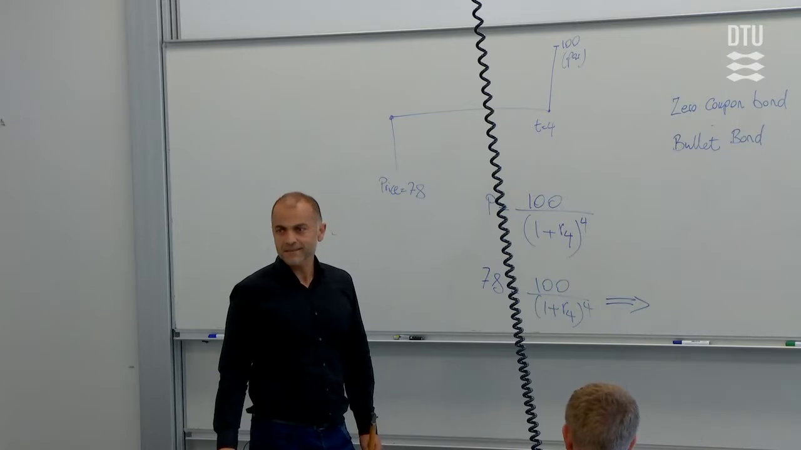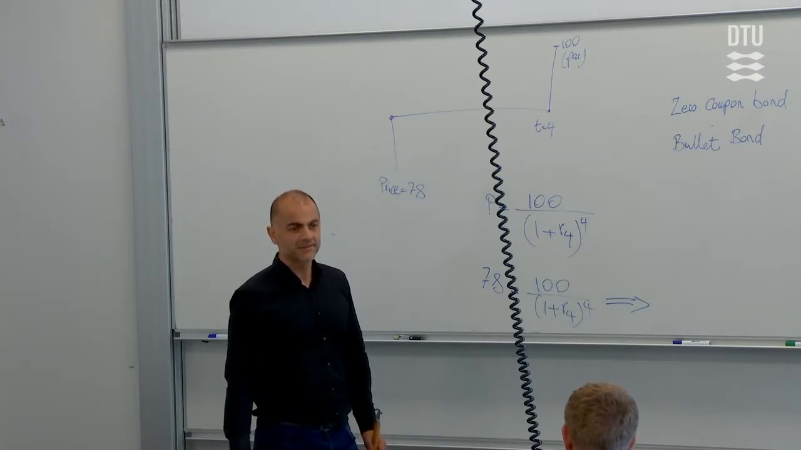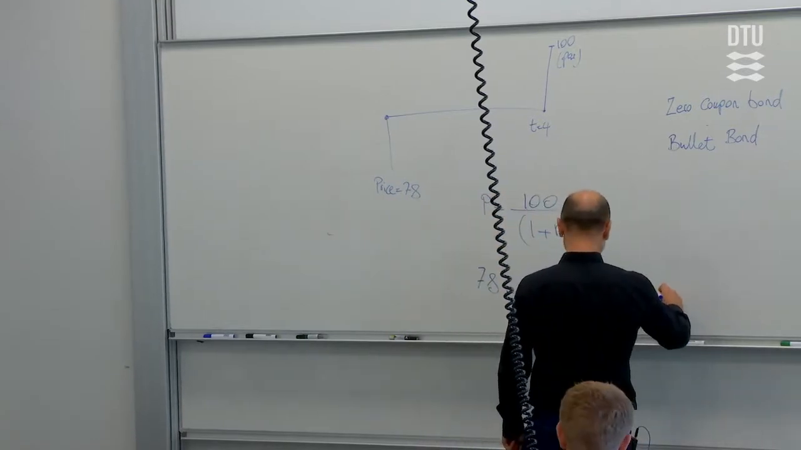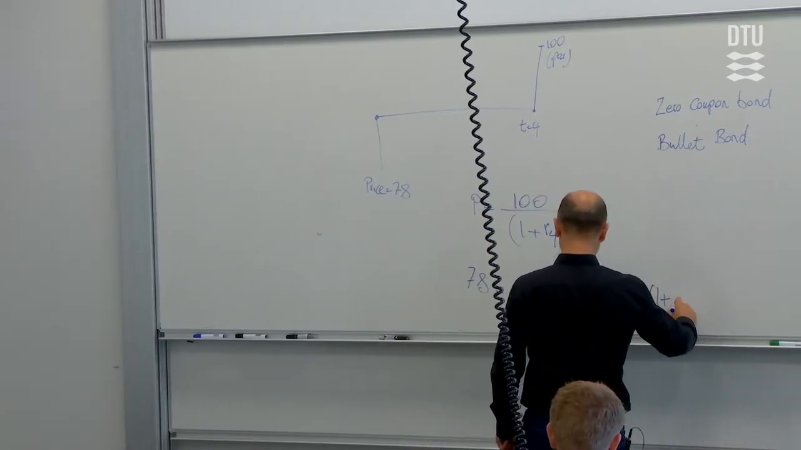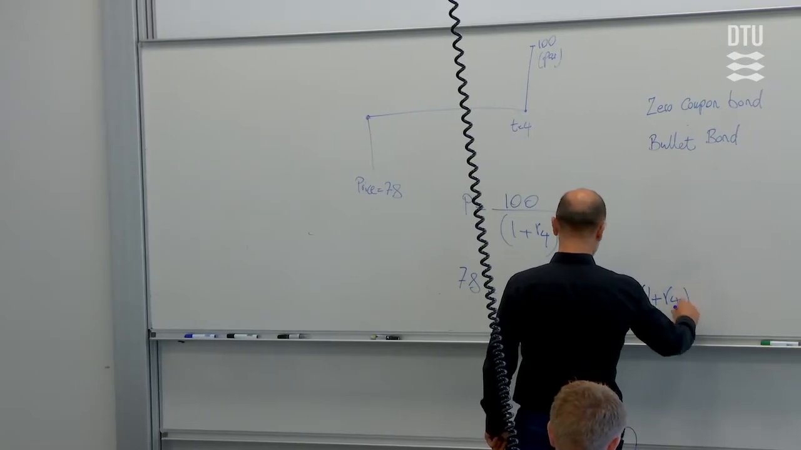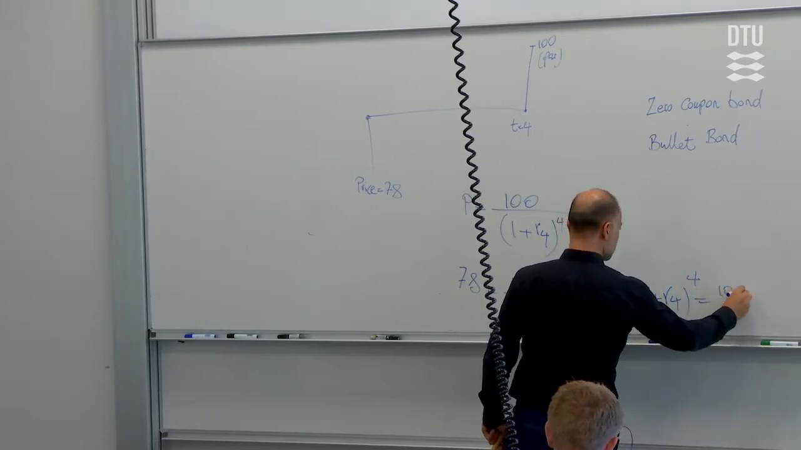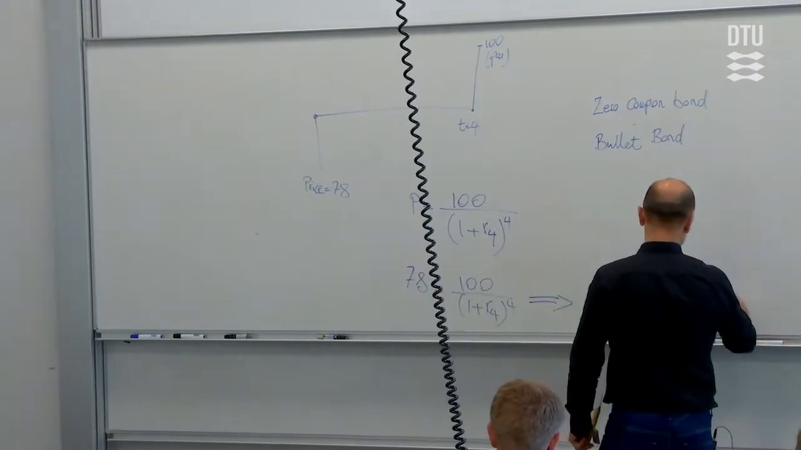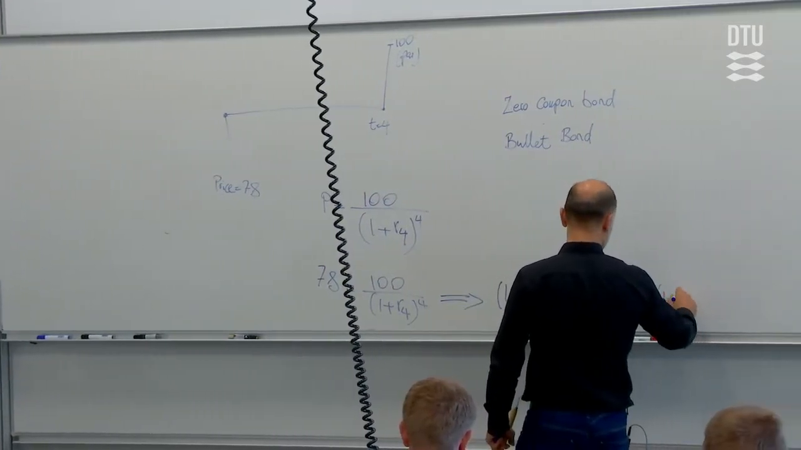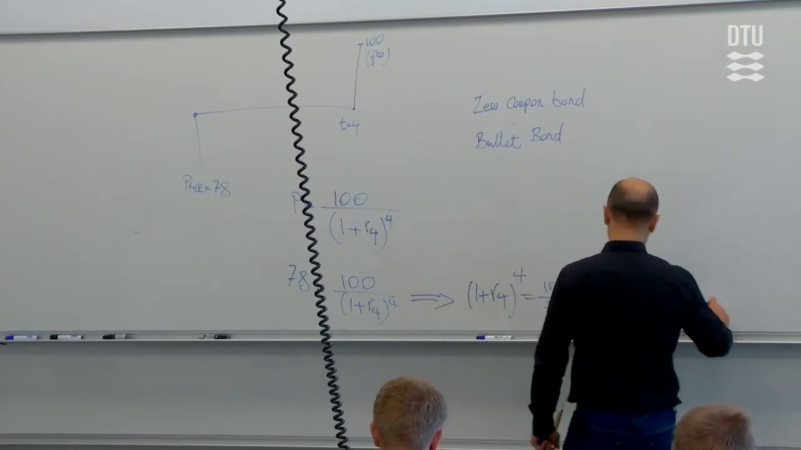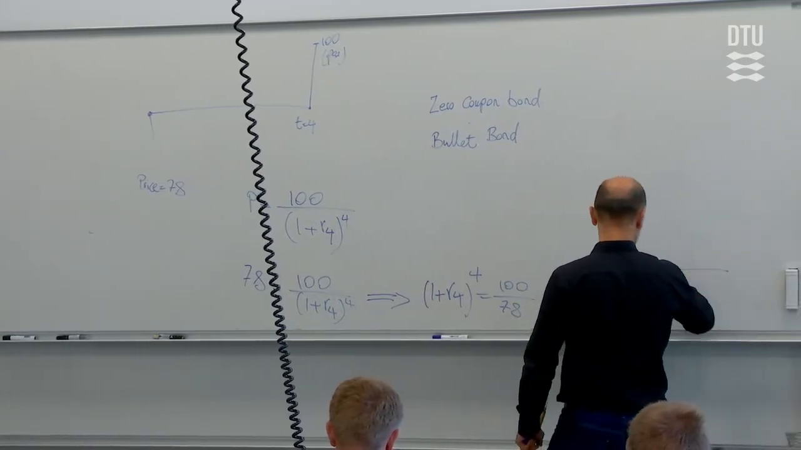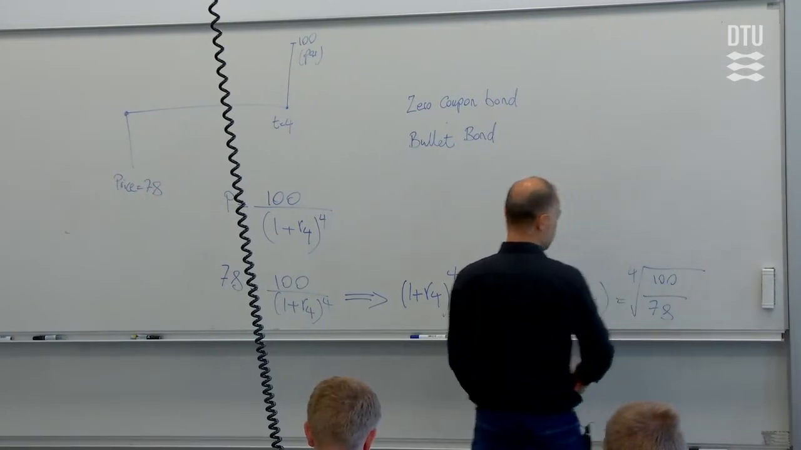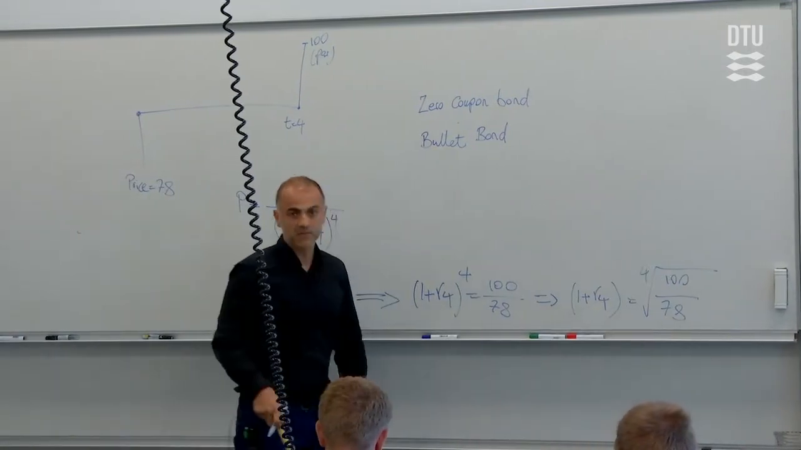Now, can somebody tell me, if I want to isolate R4, is that easy, or is it difficult? It's laughably easy, right? So (1 plus R4) to the power of 4 is equal to 100 divided by 78, right? Then 1 plus R4 is the 4th root of 100 divided by 78. And then this thing minus 1.